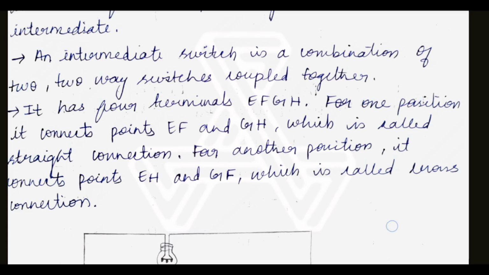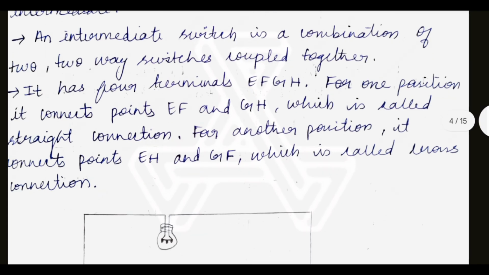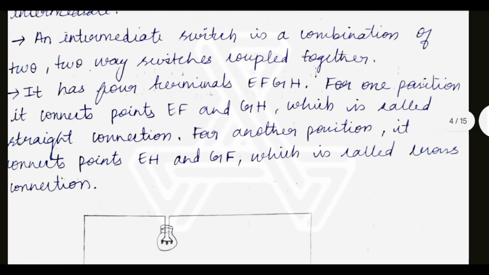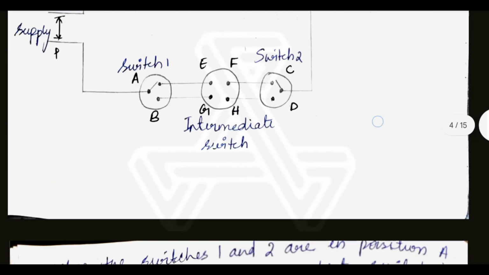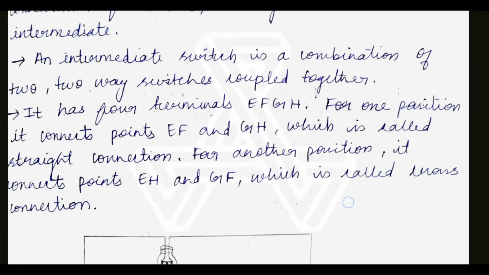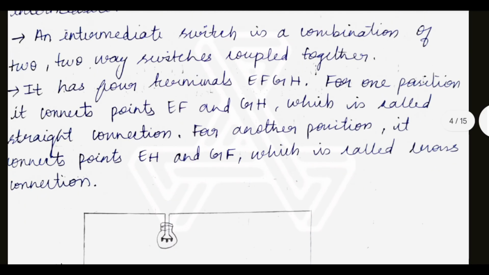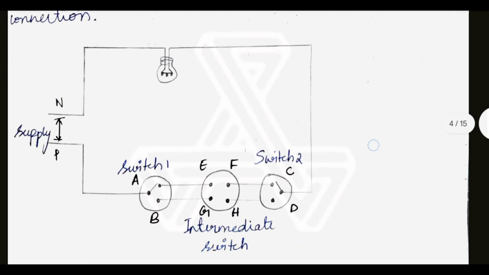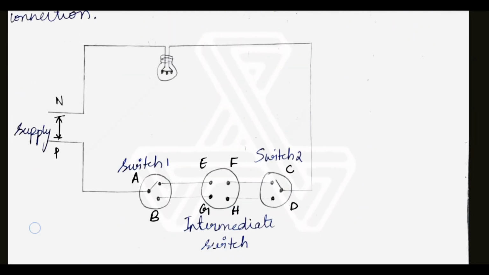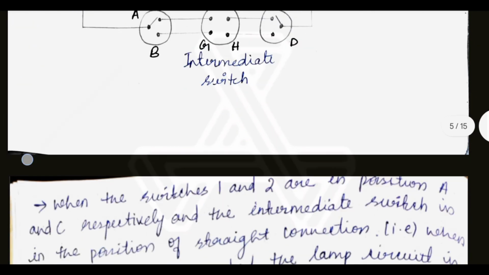It has four terminals E, F, G, H. For one position, it connects the points E, F and G, H, which is called straight connection. For another position, it connects E, H and G, F, which is called cross connection. Just like this. Switch 1, A B, switch 2, C D, and this.